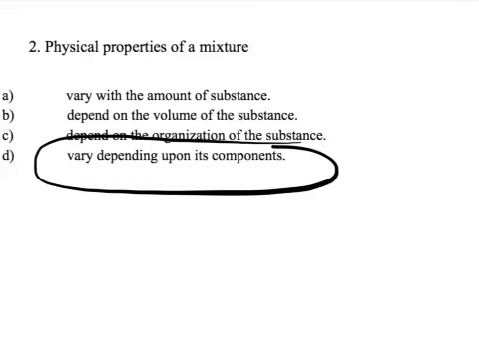Because you can have a brownie mixture and it could have walnuts, but you could have another brownie mixture and it doesn't have walnuts. Do you get what I'm saying? So the physical properties of a mixture, they're both brownie mixes, but they vary depending on what it's made up of, its components.